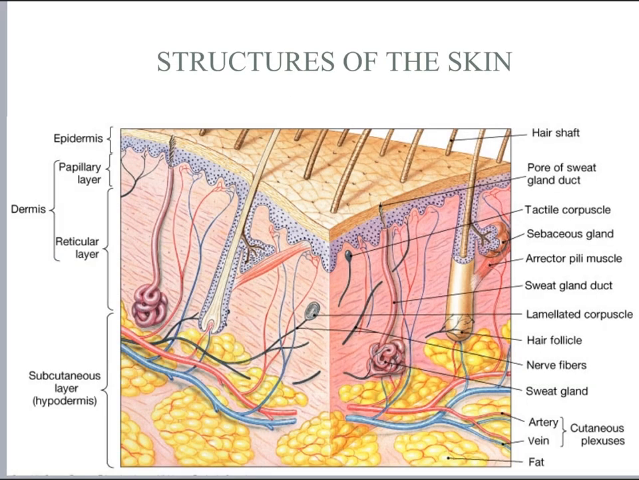Let's use a picture to examine some of the structures of the skin. So we're going to start with our layers. First, we have our epidermis, right? That is made up of our stratified squamous epithelium with our keratinized layer. Then we have our dermis.